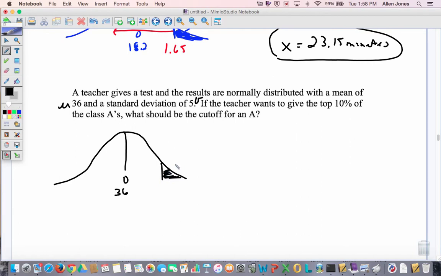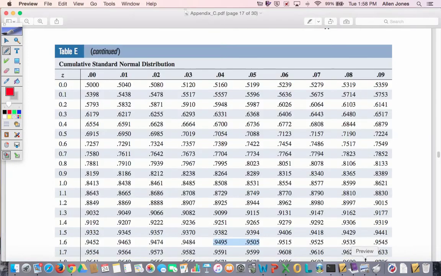0 is our mean down the middle. Our mean is also an equivalent score of 36. The top part of the class gets A, so that would be on this side. This is the top part of the curve. This part is 10%, or as a decimal, that's 0.1000. Again, our table measures the area from here down. So I'm going to go to my table and look up a z-score for the decimal closest to 0.9000.